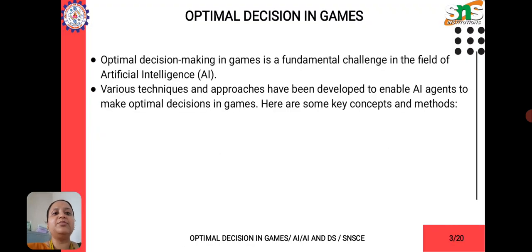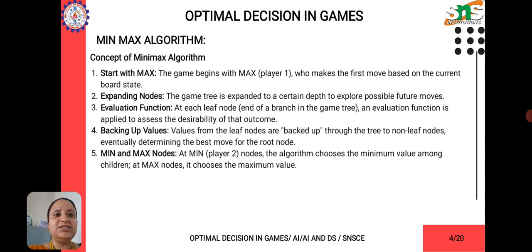As the name says, optimal decision is where you take the techniques and methods involved in a process that follows a very optimal strategy. Whichever game you are taking, be it chess or whatever it is, you have to play the game in a very efficient and optimal way, right? Optimal decision in games is a fundamental challenge in the field of artificial intelligence. There are various techniques and approaches that have been developed to enable the AI agent to make optimal decisions in games. Now we will see the different concepts involved in optimal decisions.